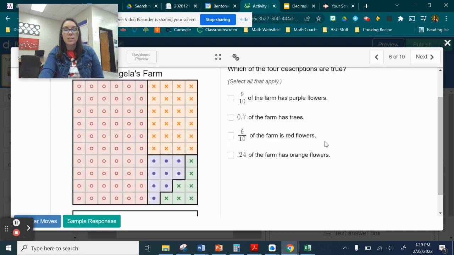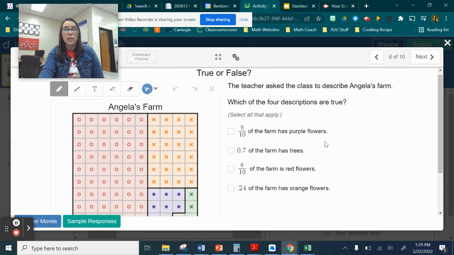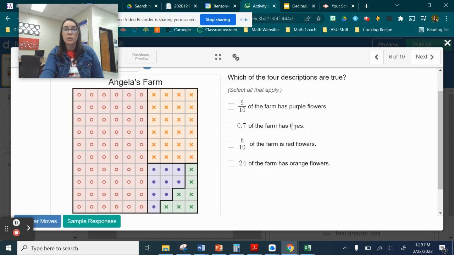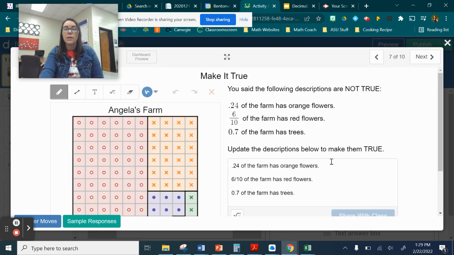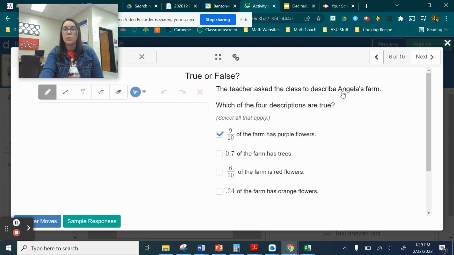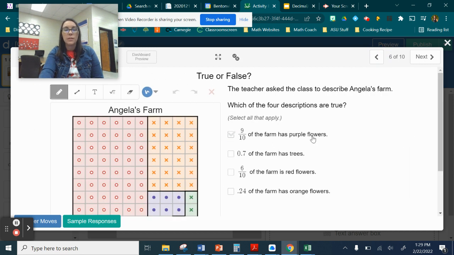Okay, this next question is a true or false. You are looking for which of the 4 descriptions are true. You are selecting all that are true. Okay, so you are looking for the ones that are true. Okay, so if it's saying 9 tenths of the farm has purple flowers. So look here, here's my purple is 9 tenths. 9 tenths is almost a whole. Is the whole garden purple? No. So we're going to click that just so I can show you the next slide. So I gave you a little hint there. Oh, whoops, we're not going to click this because that's not true.